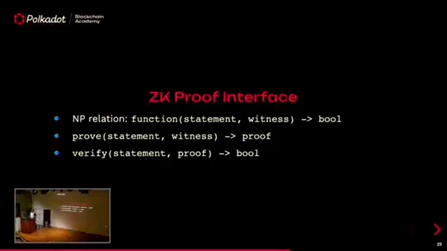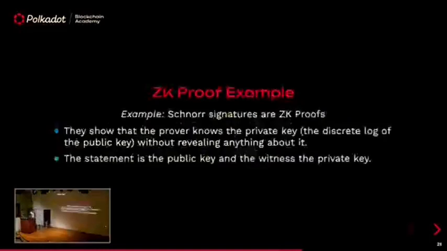One example of a ZK proof is creating a signature. By sending someone a signature over a particular piece of data, you can show that you know the private key without revealing the private key. And so the statement in this case is the public key, and the witness is the private key. Well, more specifically, the statement is that you know the private key corresponding to the public key. The witness is the private key.